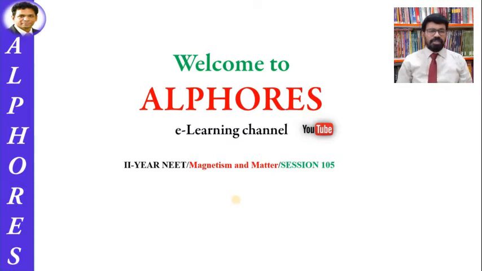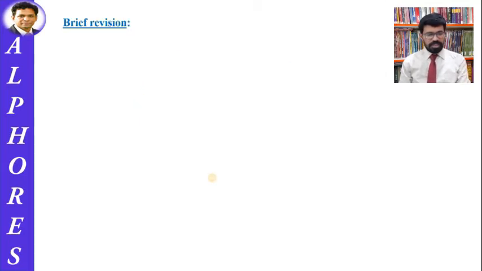Today we are about to deal with session number 105, second year NEET. The chapter name is Magnetism and Matter. This chapter was started in the previous session, so let us briefly recollect what has been completed in the previous session.